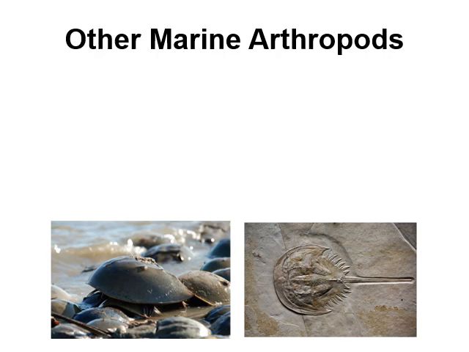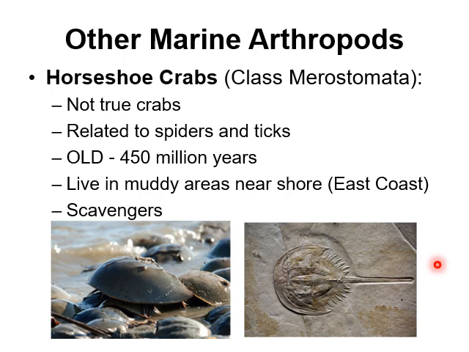Okay, so there is one other type of marine arthropod that I want to talk about a little bit, and it's these kind of interesting things. These are what are known as horseshoe crabs. They are a completely different group from the crustaceans. They're not crustaceans. They're actually more closely related to things like spiders and ticks and scorpions. This is the class Merostomata.